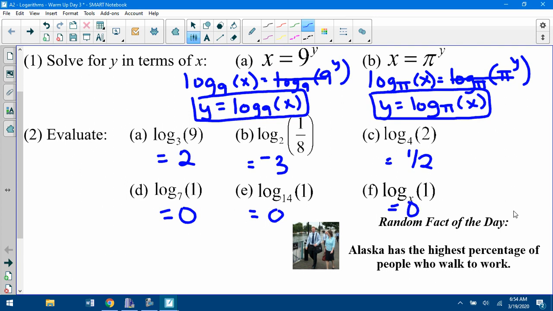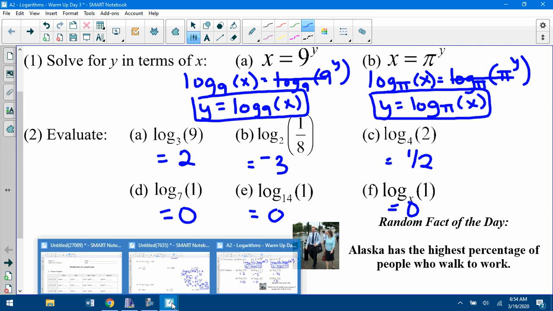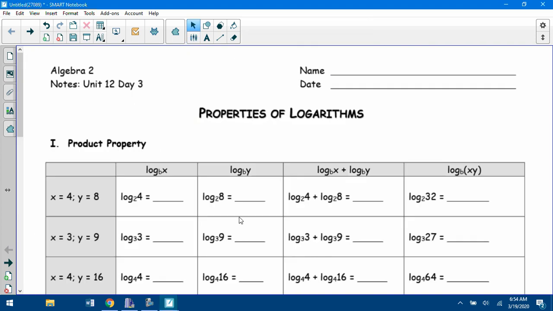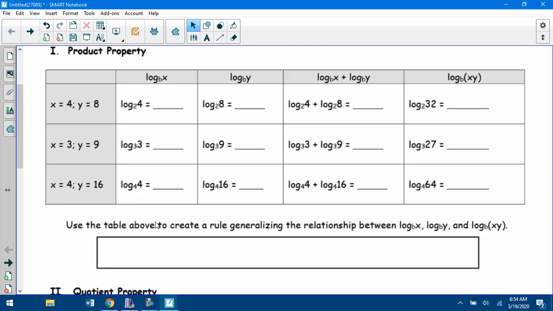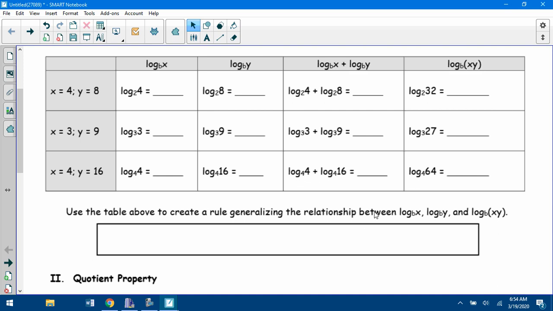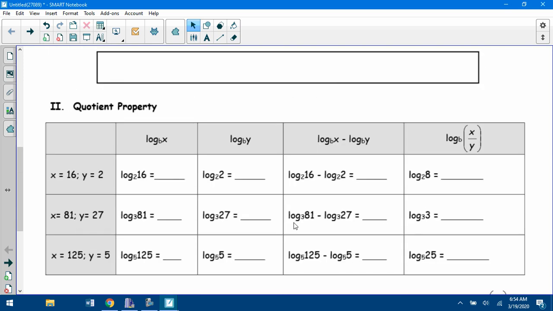Okay, let's go over to your notes for the day. So this is day 3. We're talking about properties of logs today. If I was in class, I would have you fill out this chart. I would go around person by person and ask for each answer. I'll do the top row for you. Then I want you to pause the video and fill out the rest of this chart. Skip over this because we'll come up with that. And then fill out this whole chart.